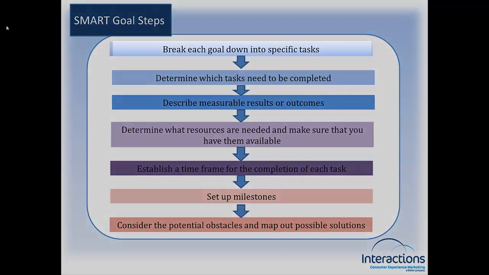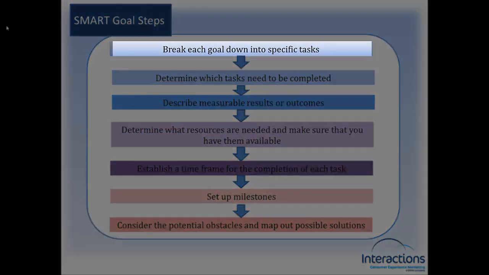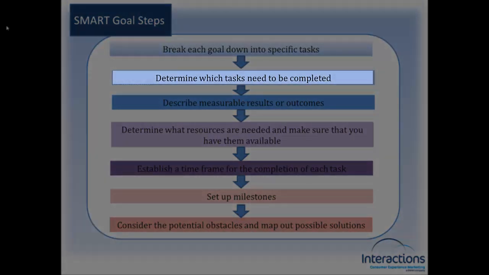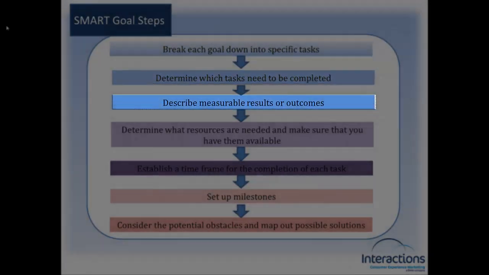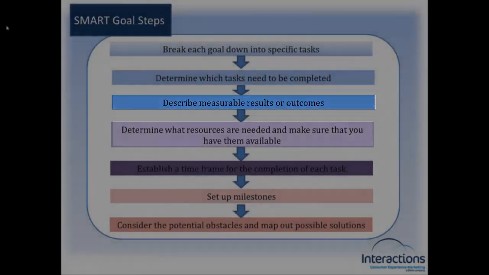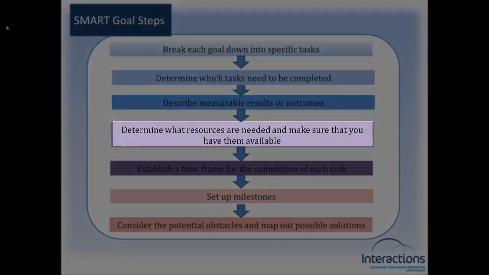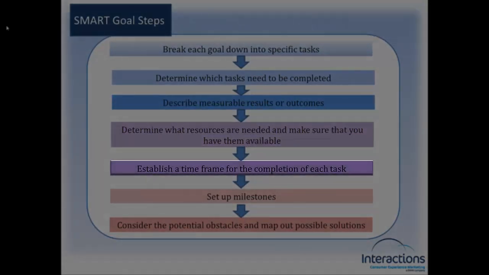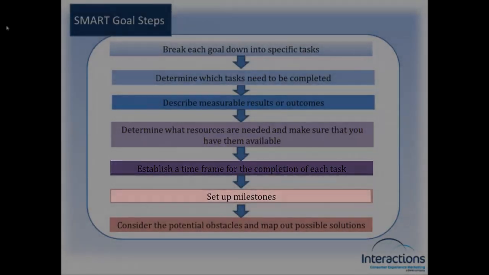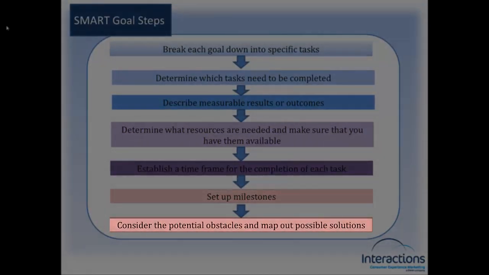After you determine the goal type, break each goal down into specific tasks. Determine which tasks need to be completed sequentially. Describe measurable results or outcomes. Determine what resources are needed and make sure that you have them available. Establish a time frame for the completion of each task. Set up milestones. Lastly, consider the potential obstacles and map out possible solutions.